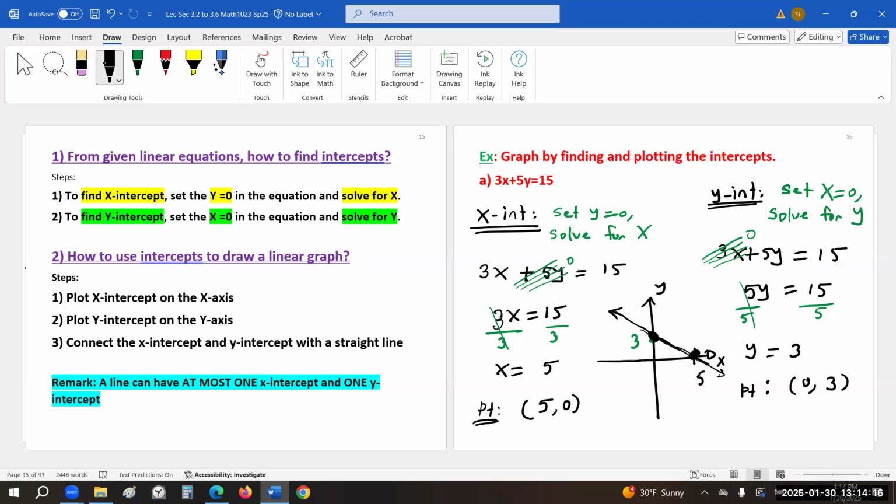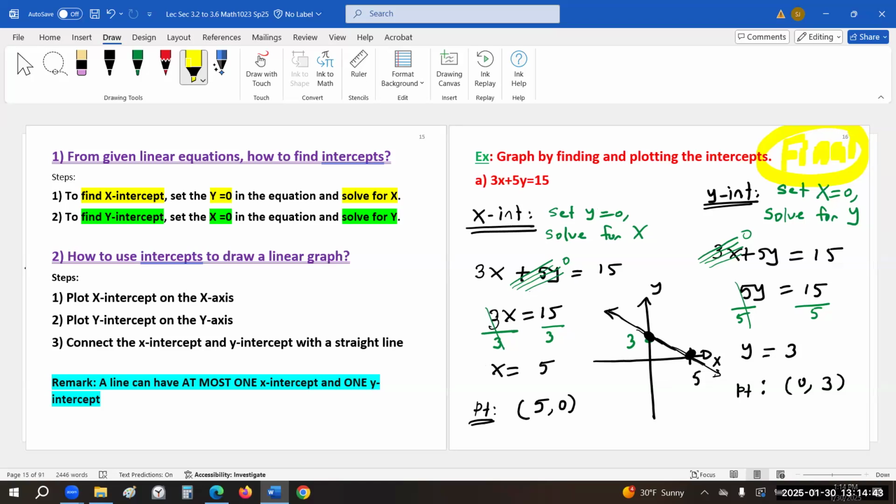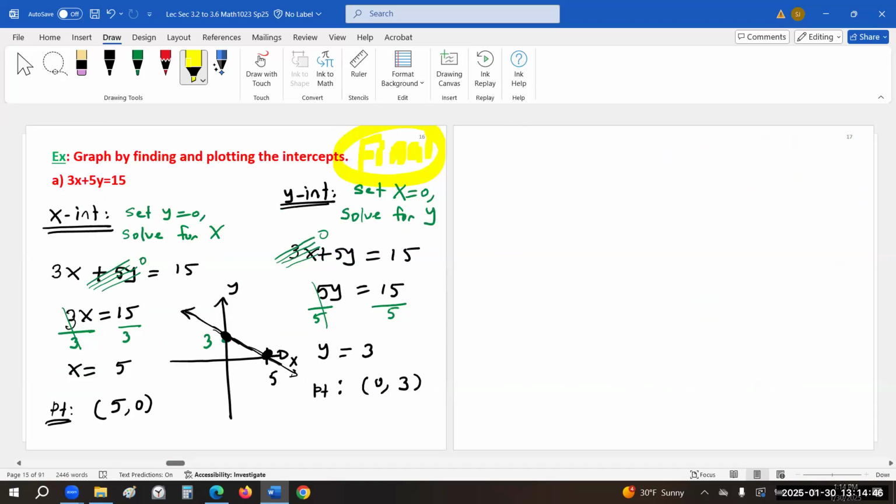And with this question, you have your very first final exam question. You're going to see this again in the final exam, and you're going to do the exact same thing. Find the x-intercept point, y-intercept point, graph them. Any question? Then you try the next one.